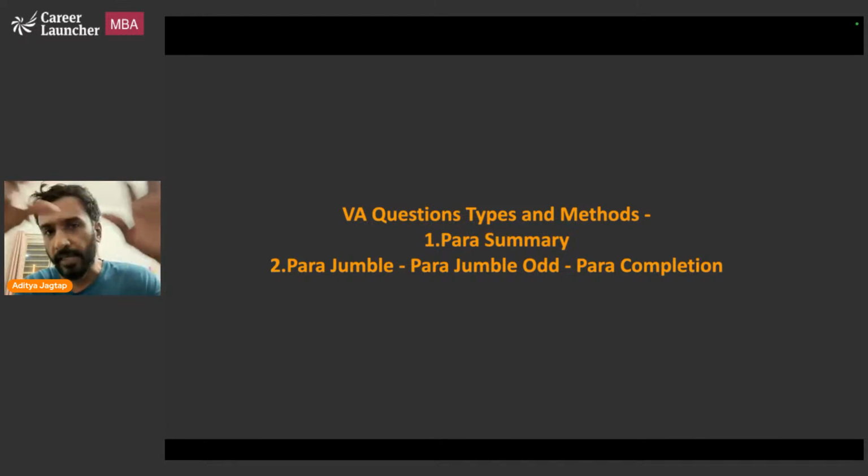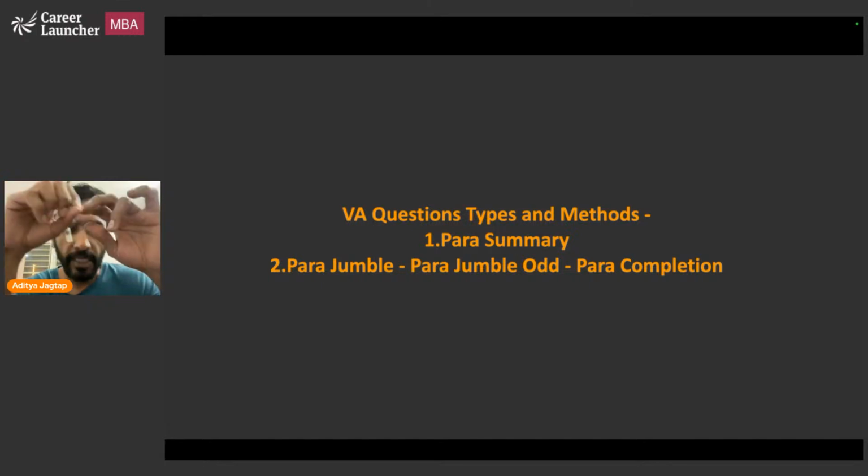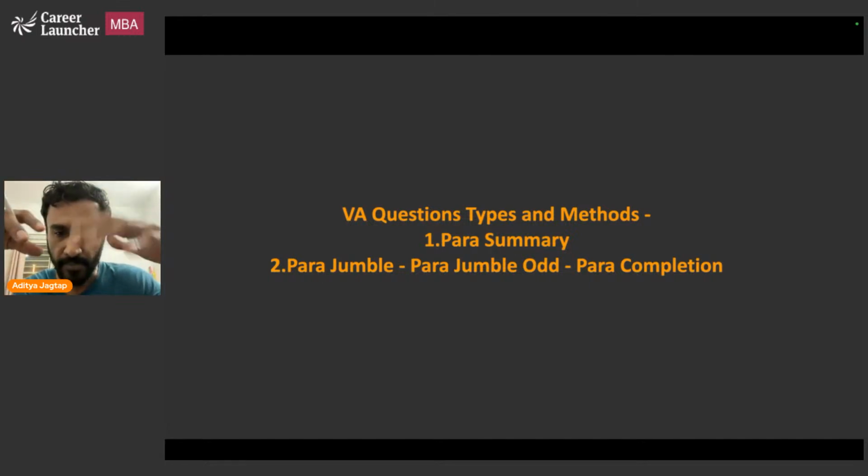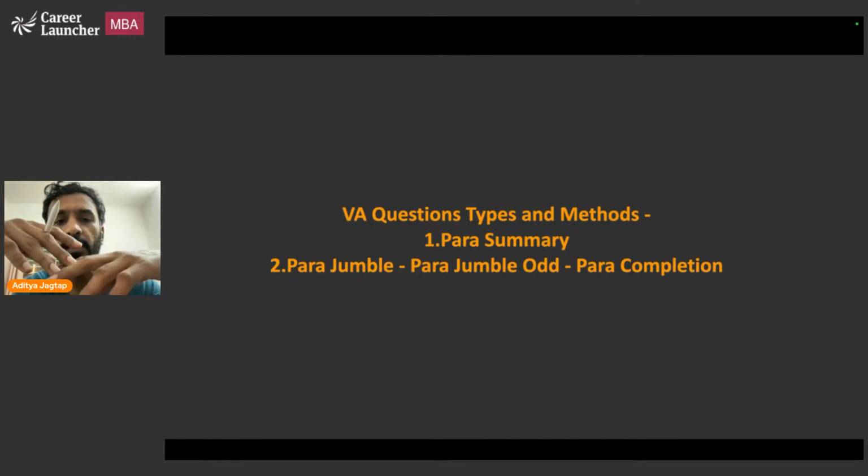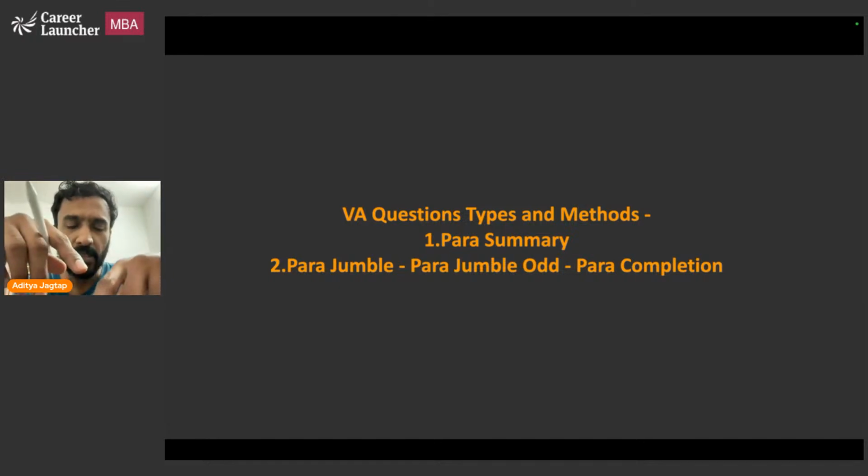The reason why I think that all these three are one question type, broadly speaking, is because they're checking one fundamental aspect of the actual reading process. I'll get to that one fundamental aspect that's common to all three question types. But the method to solve each question type accurately is slightly different from question to question. Like parajumble has a few differences as compared to parajumble odd, and paracompletion also has a few differences. I'll discuss how those are common.